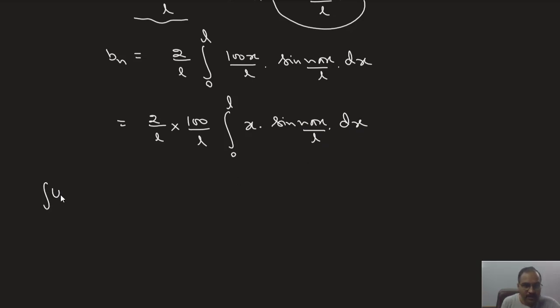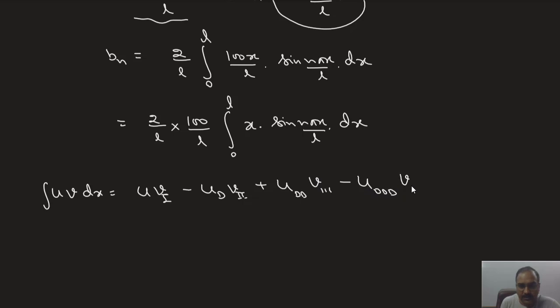We know that the integration of u into v, as a single step solution, is u as it is, v integration, minus u derivative, v double integration, plus u double derivative, v third integration, minus u third derivative, v fourth integration, plus and so on.